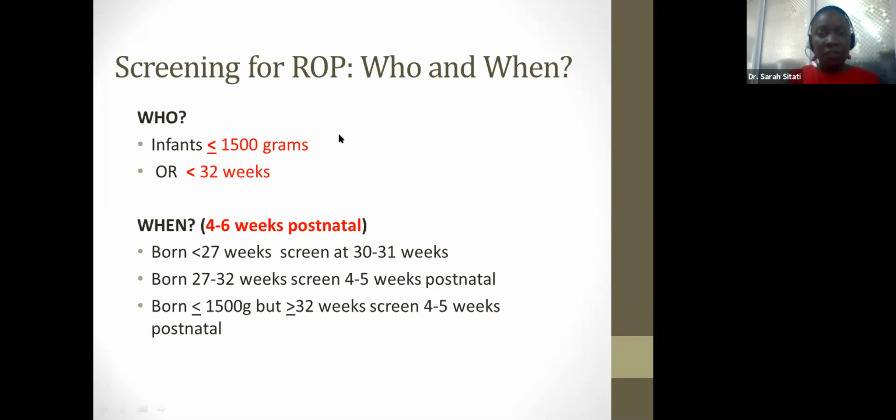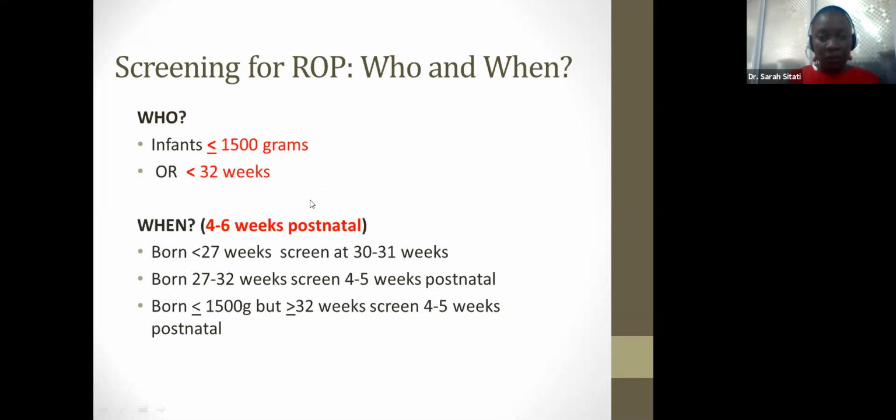So it may be difficult to pick the outliers, but if you work well with the pediatrician, then they'll be able to tell you, "Please screen that baby. That baby has been unstable during their stay here for whatever reason."